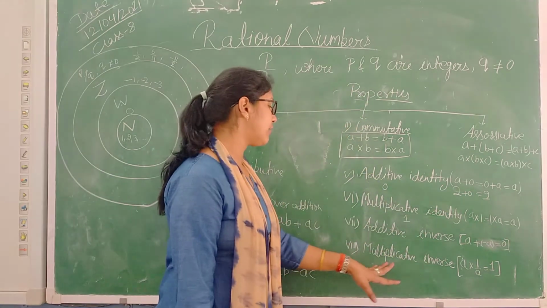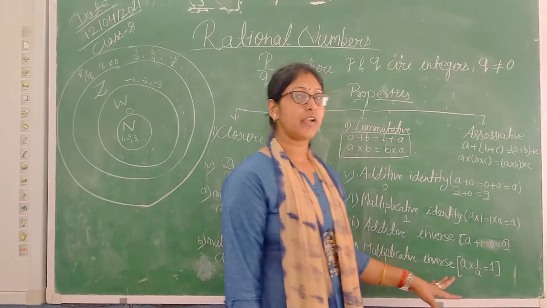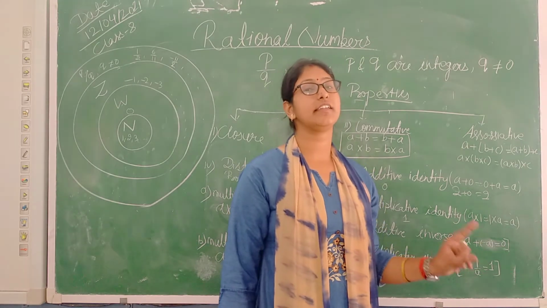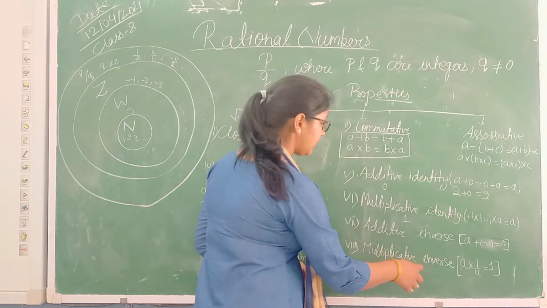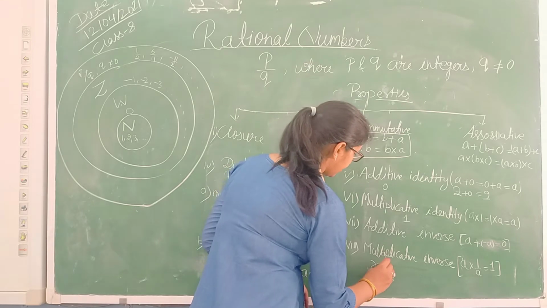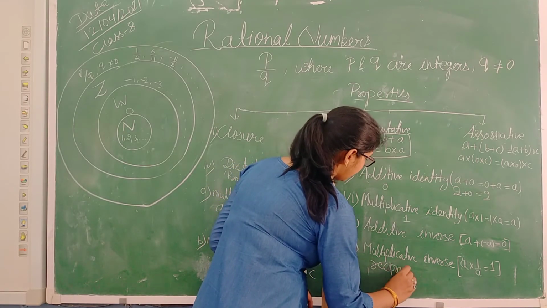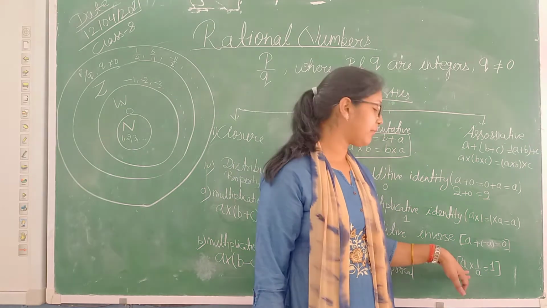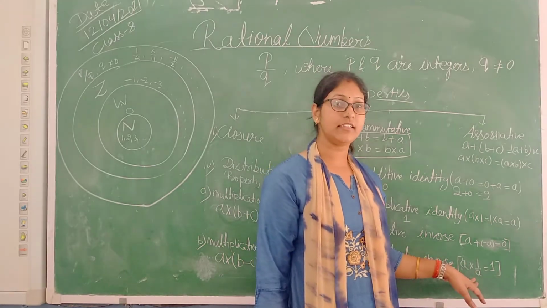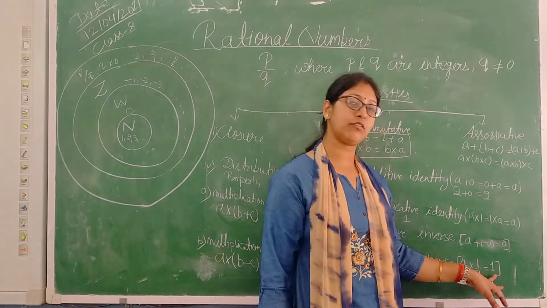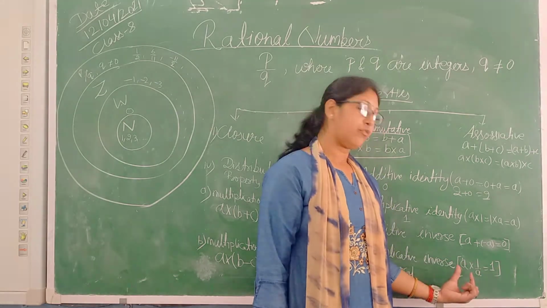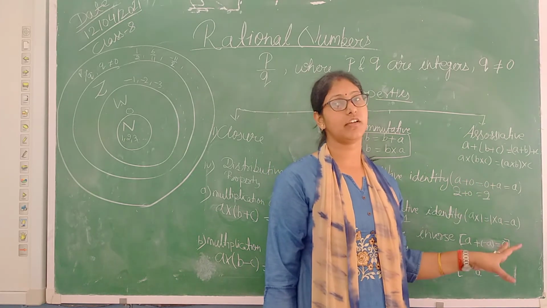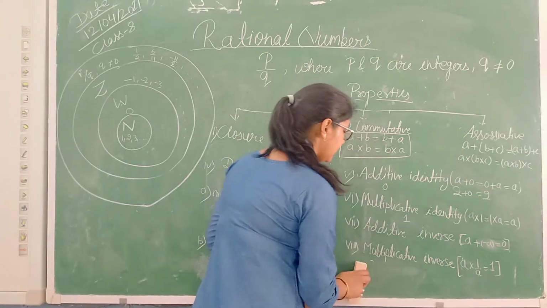And the last one is the multiplicative inverse. It is said that when we multiply a number by it, we get the product 1. Another name for this is the reciprocal. So if we have a number a, and we multiply it by 1 by a, we get the product 1. Then for a, 1 by a is its multiplicative inverse.